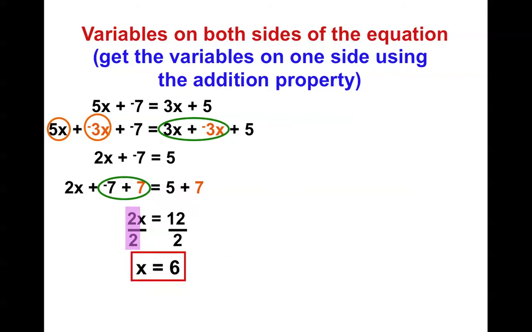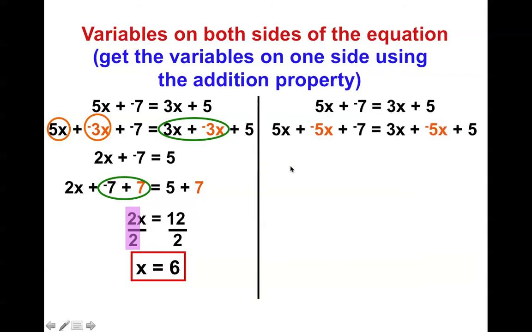Many people will say, Mr. Thomas, does it matter if I eliminate the 5x instead of eliminating the 3x? And the answer is no. You'll still get the same answer. Check it out. So if I subtract 5x here, there's my zero pair. And on the other side, I have 3x plus negative 5x, which is negative 2x.